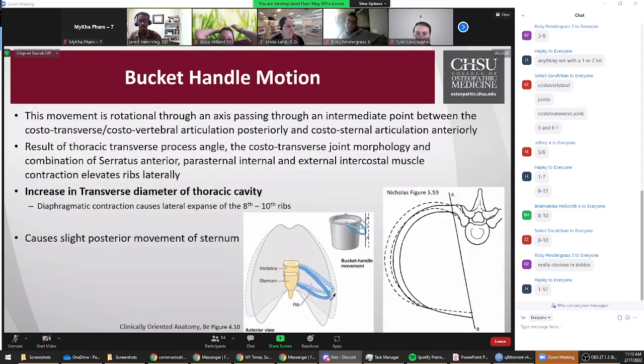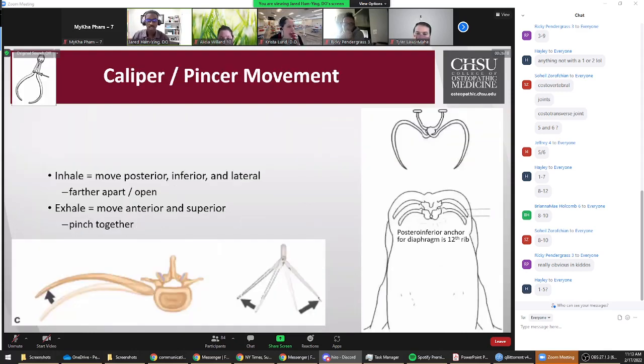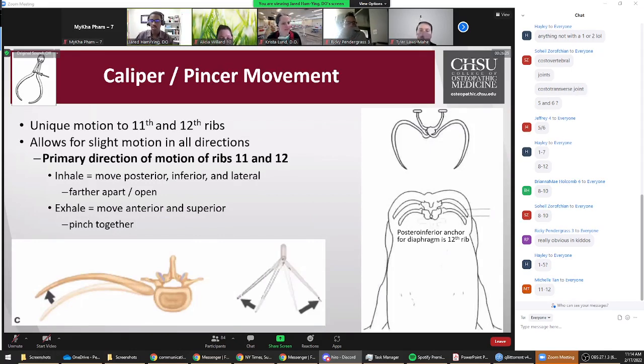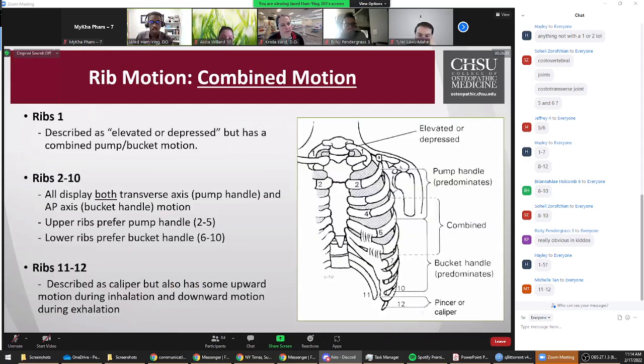And then for our buckets, what are those going to be? 6 to 10. 6 to 10, all right? So got that lateral, inhale, exhale, inhale, exhale. Perfect. Bucket handle motion, 6 through 10. Excellent. Last one's caliper by association must be 11 and 12. All right. That's going to be that motion here. Inhale, exhale. Inhale, exhale. Okay. Caliper motion. All right. Great job, everyone.